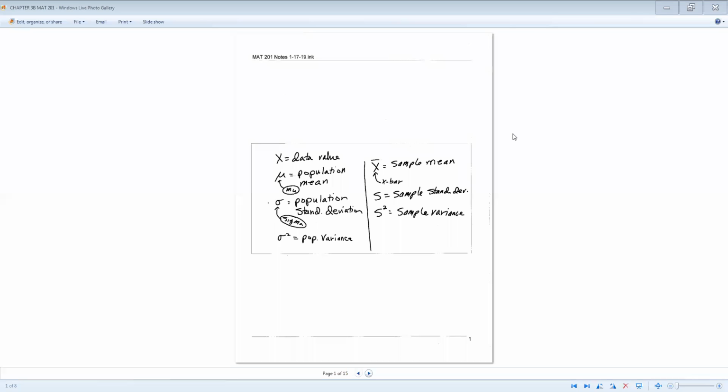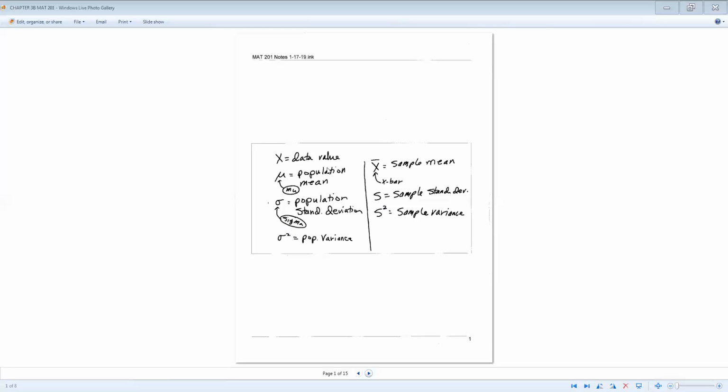And then you have your population mean, your population average, which will be represented by the Greek letter mu. Your population standard deviation, which we'll talk about in a second, will be represented by the lowercase Greek letter sigma. And then sigma squared is your population variance. X bar, X with a bar over it, is your sample mean or sample average. Then regular letter S is your sample standard deviation. Then S squared is your sample variance.